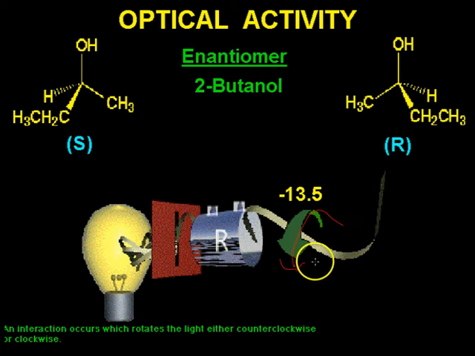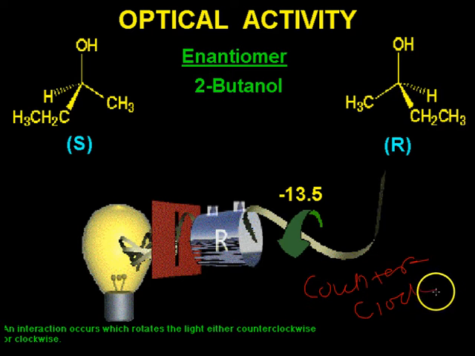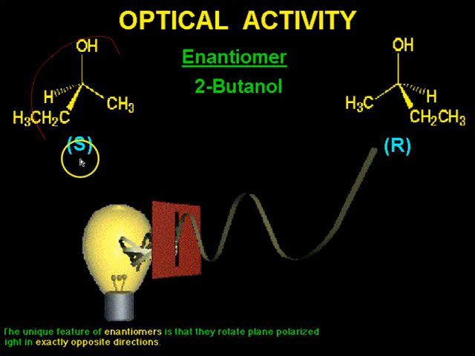it rotates. In this case it is rotating counterclockwise, okay, counterclockwise rotation, and it is shown by this negative sign. Negative sign means the light has been rotated in counterclockwise direction. All right, what about S?